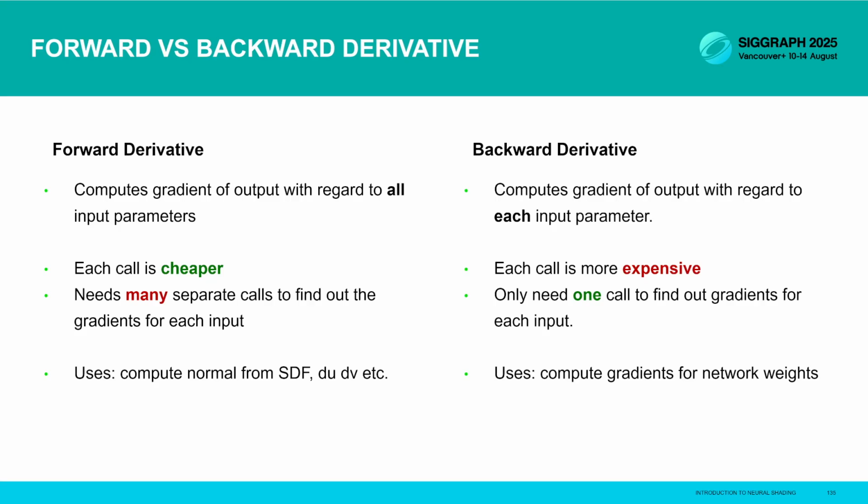In contrast, backward derivative functions compute the gradient of output with regard to every input parameter in one go. This means that the function is more complicated, but you only need to call it once. It is most useful when there are a large number of inputs that you want to compute gradients for, such as when in neural network code you want to figure out the gradients for each weight.